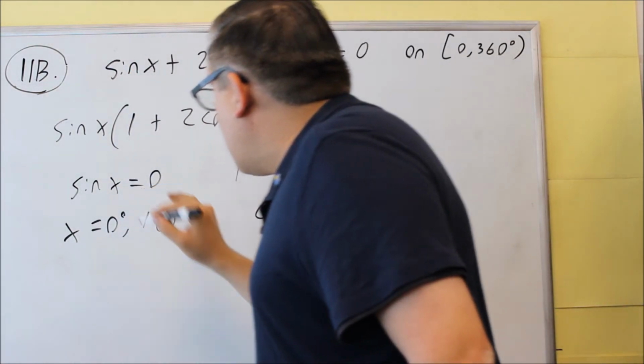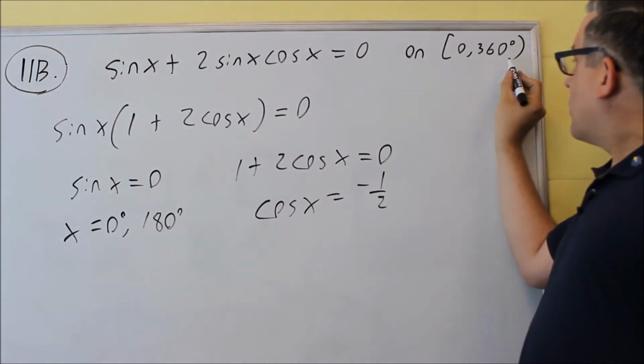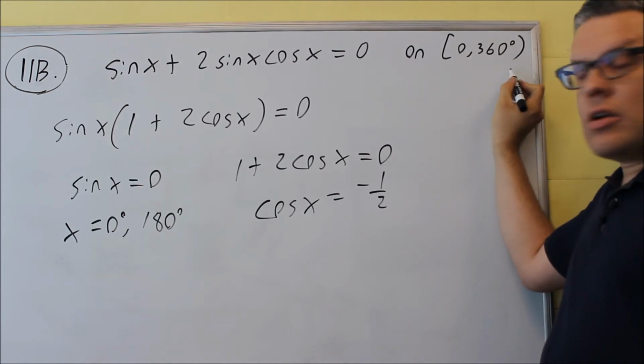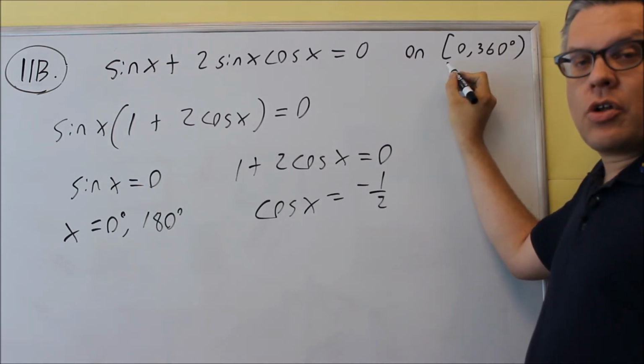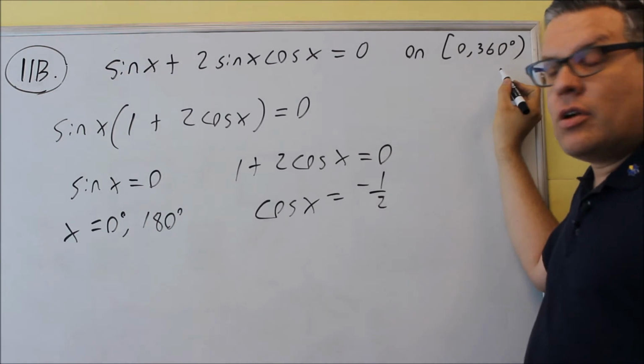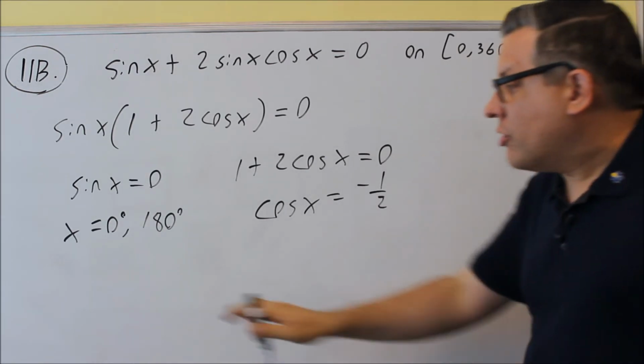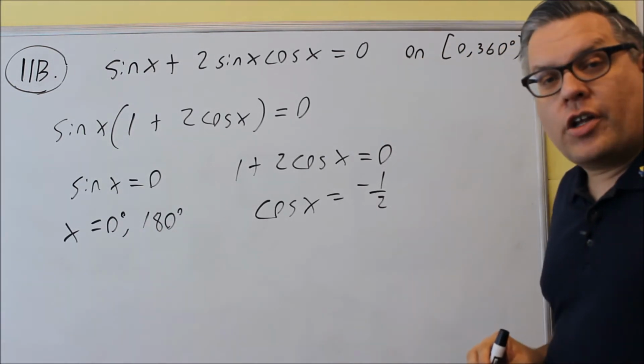It does equal 0 also at 360, but we notice here that at 360 there's a parenthesis there. Bracket means the number is included, parenthesis means it's not included. So in this case 360 is not included, so we're just going to put 0 and 180 only there.